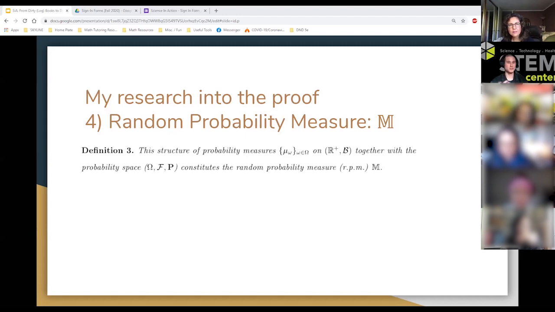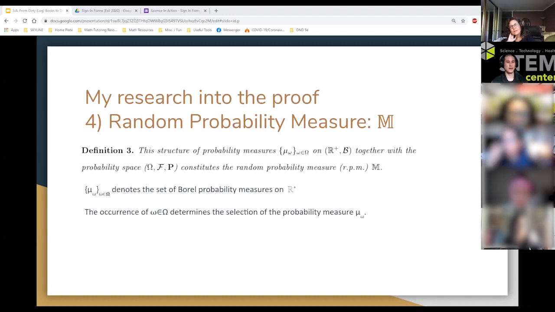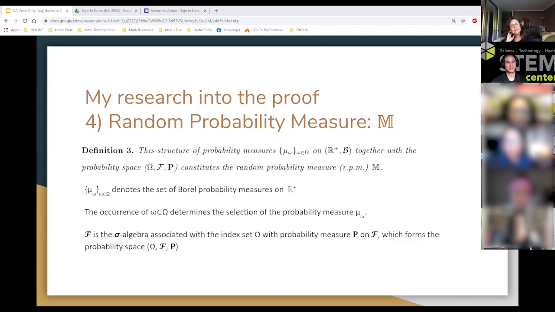And so, the structure of probability measure mu sub sigma on R plus B, together with the probability space sigma F P constitutes the random probability measure M. Breaking it down just slightly, mu sub sigma denotes the set of Borel probability measures, while the occurrence of omega determines the selection of probability measures. And then this is just an operation that allows us to assign values based on the elements that we identify in our sample space, which is the mantissa.